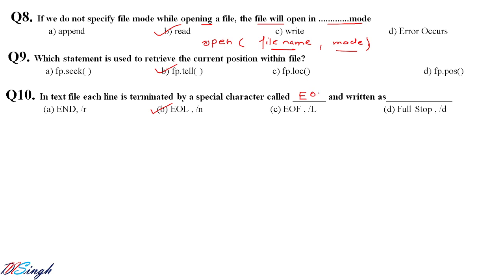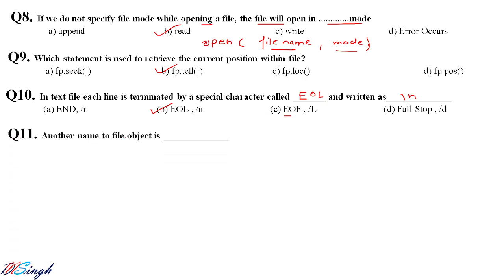Here what will come? EOL. Here what will come? /n. Okay, EOF is another character that is called end of file. /l is nothing like /l there. So this /n is a new line character.